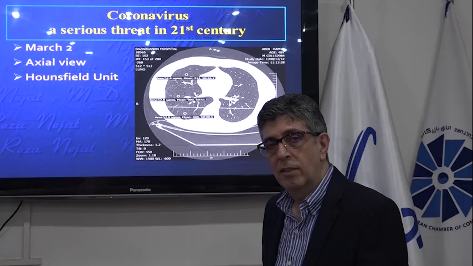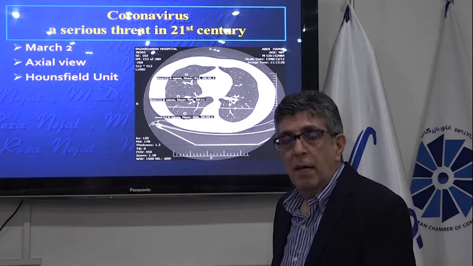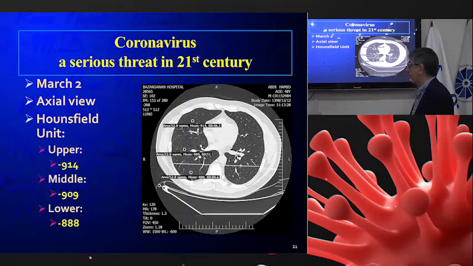I use another thing to see whether Losartan can do something or not. I use regional Hounsfield measurement. I divided the lung in the supine position into upper, middle, and lower parts. On March the 2nd, in the upper part of the right lung, the Hounsfield unit is -914, and the middle is -909. So the aerated area is more in the upper part, and the aerated area in the middle part has decreased. And the mean Hounsfield unit in the lower part is -888.